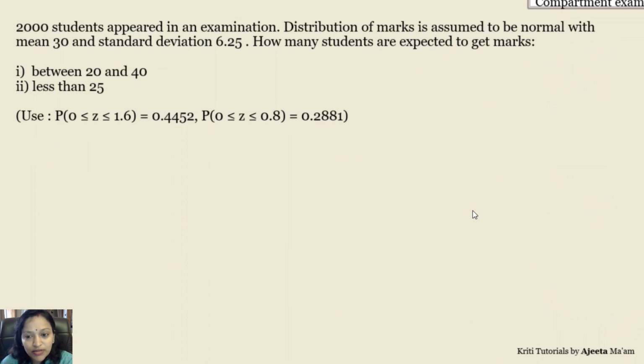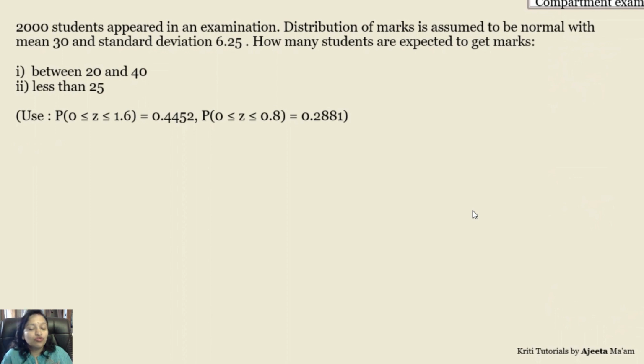2000 students appear in an exam. Distribution of marks is assumed to be normal with mean 30 and standard deviation 6.25. How many students are expected to get marks between 20 and 40, and less than 25? Now this is based on normal distribution, right?